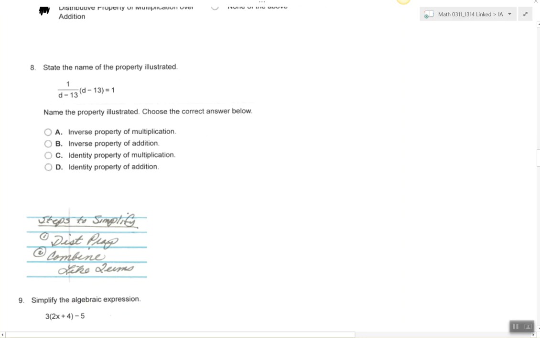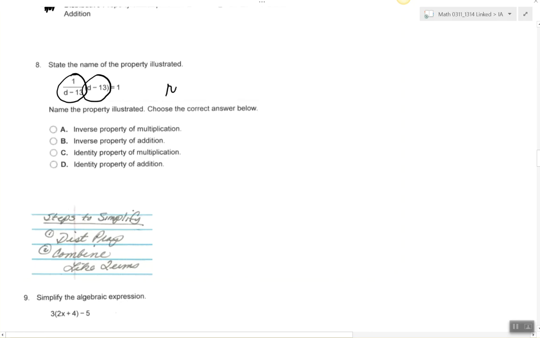And number 8, state the property illustrated. 1 over d minus 13 times d minus 13 equals 1. This quantity and this quantity are reciprocals. And when you multiply reciprocals, you get 1. That is the inverse property of multiplication. An easier example would have been something like 2/3 times 3/2 is 1. When you multiply reciprocals and get 1, that's the inverse of multiplication.